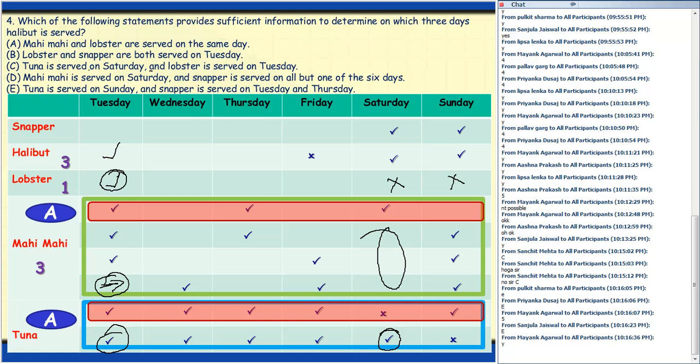So again there will be two possibilities for halibut. Tuesday can come and Wednesday can also come. Remember, I can take 1, 2 and 3. So option C is also not the answer.